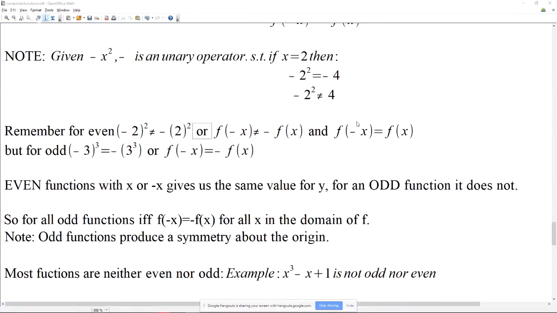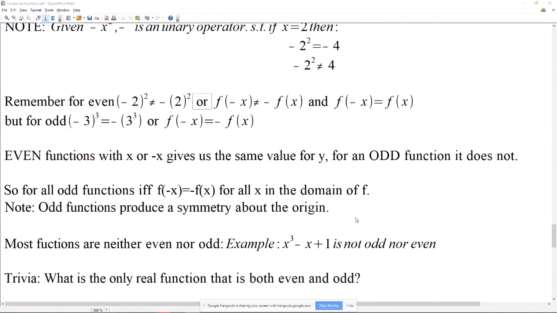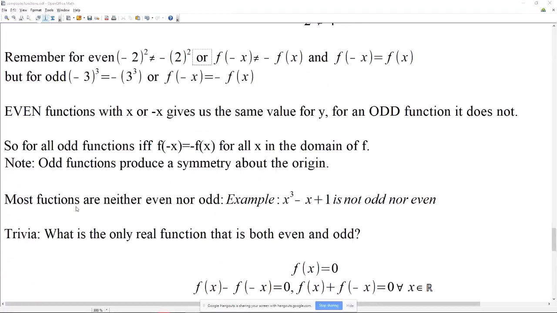Awesome. So for any odd function, if and only if f(-x) equals negative f(x), which is just basically saying this up here, for all x in the domain of f. And odd functions produce a symmetry about the origin, which I've already shown you. I wanted to add that most functions are neither even nor odd. When I gave you the example 3x minus x plus 1, it's neither odd nor even. Can anybody tell me why? Can you tell by looking at it, or do you want me to graph it for you?